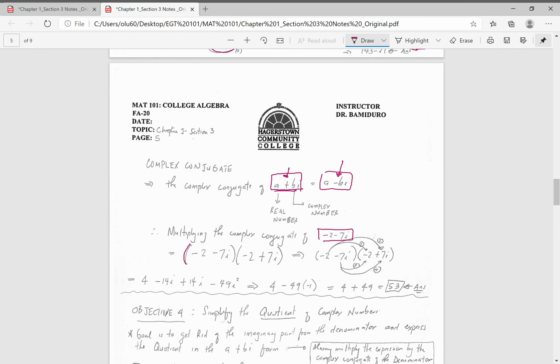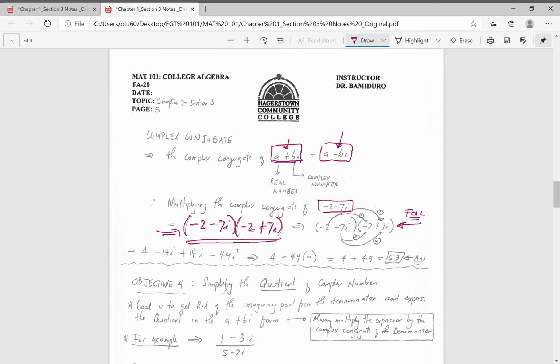So this is -2 minus 7i. Its complex conjugate is going to be -2 plus 7i. Please keep that distinction in mind. It's very important. This will be on your test as well as your quiz. When we have this formation here, we can do the same process as we did earlier using FOIL. When you do that, you're going to get 4 plus 49, which is 53.